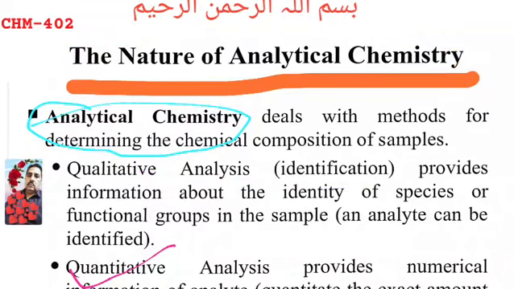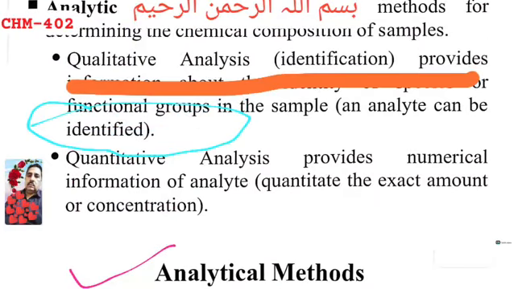The second type of analysis is quantitative analysis. Quantitative analysis provides numerical information about the analyte. Numerical means exact quantity, the exact amount of the substance to be analyzed. We want to determine the exact amount of the substance.